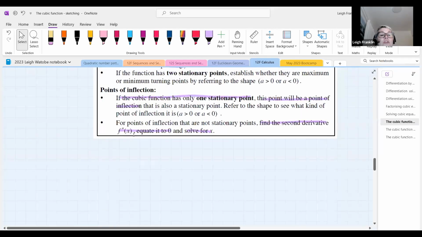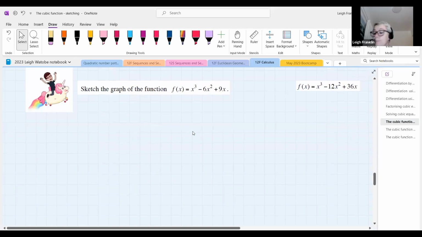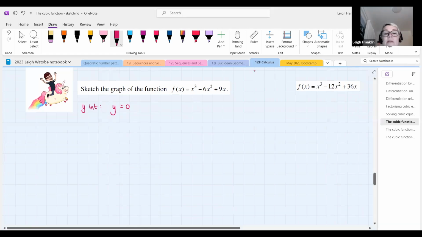Okay, so let's go and have a look at all of these things, how we calculate the intercepts for the axes, the turning points, and our point of inflection. And the graph that we're going to use is this one over here. So x cubed minus 6x squared plus 9x, right? What is the value of the y-intercept? Well done, everybody. Okay, so the value of d is 0, so the y-intercept is 0. So this graph goes through the origin, okay?